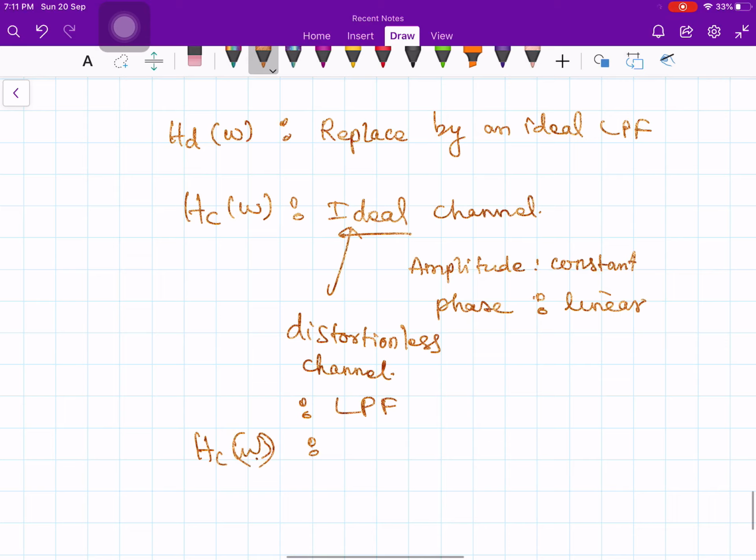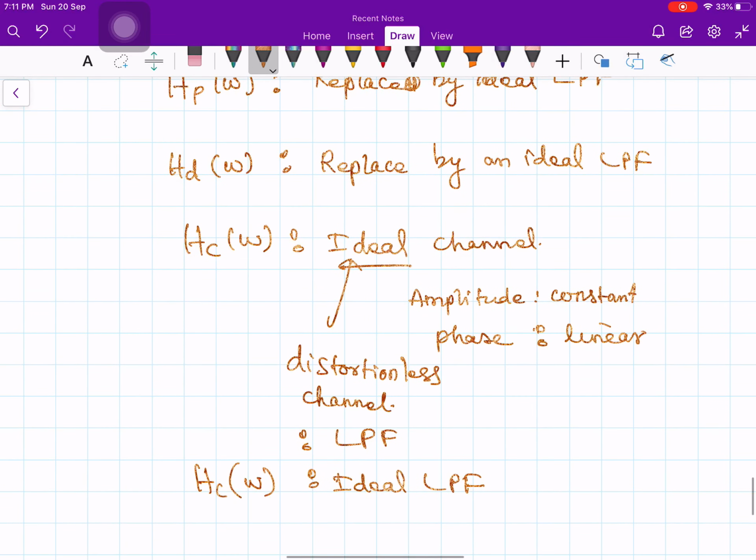H_C(omega), ideal low pass filter. So it will have zero phase characteristics or linear phase characteristics. So H_C(omega), H_P(omega) and H_D(omega) all are being modeled as low pass filters. Why are we doing this kind of modeling? Because we are saying that there is no modulation. The only effect of the channel that we are interested in studying at this moment is the effect of noise. So we are concentrating only on noise. That's why we are idealizing everything.